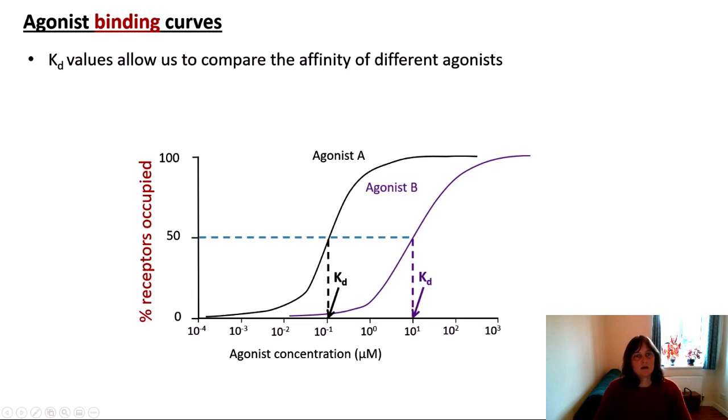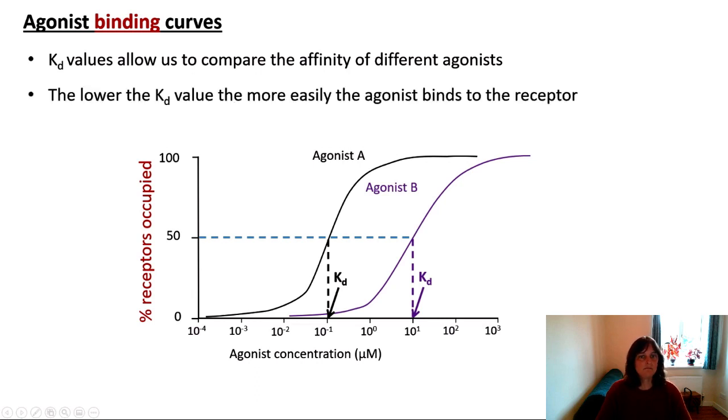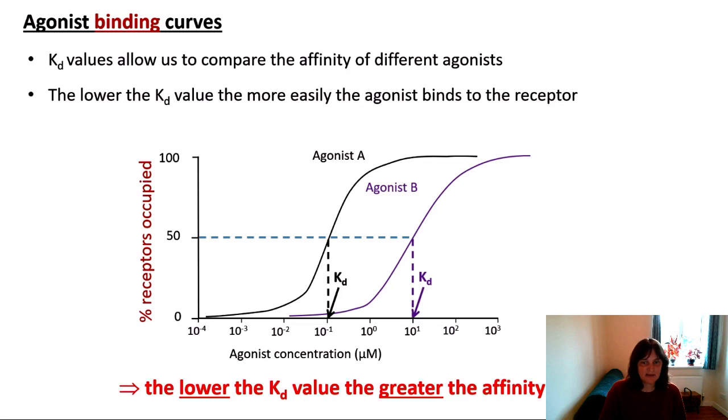So as I said, KD allows us to compare the affinity of different agonists. Here we've got agonist A with its sigmoidal receptor binding curve, and here we've got agonist B with its sigmoidal receptor binding curve. We look at the percent receptors occupied, and we can calculate the KD for both agonist A and agonist B. Now, the lower the KD value, the more easily the agonist binds to the receptor. And so, the lower the KD value, the greater the affinity for the receptor.